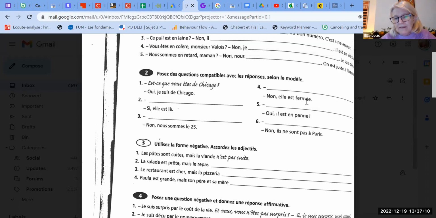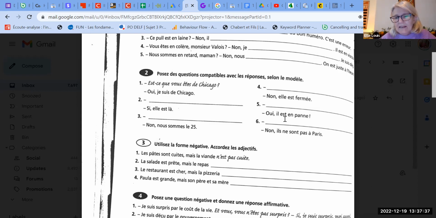Non, elle est fermée. So if you want to imagine your question that would go there. So I could ask the question, elle est ouverte la banque? Elle est ouverte la banque? It has to be something feminine. So bank is feminine, c'est la banque. Or la banque, elle est ouverte? Non, elle est fermée. Okay, that's easy, isn't it?